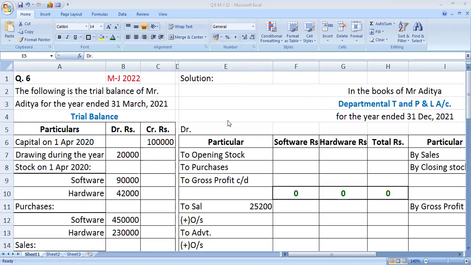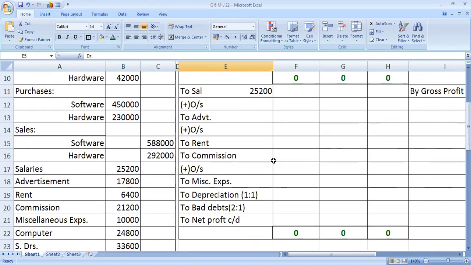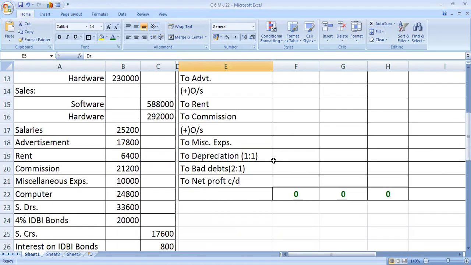Capital on 1st April 2020 rupees 1 lakh. Drawing during the year 20,000. Under the heading of opening stock, software 90,000, hardware 42,000. Under the heading of purchases, software 4,50,000, hardware 2,30,000. Under the heading of sales, software 5,88,000, hardware 2,92,000. Salaries 25,200, advertisement 17,800, rent 6,400.